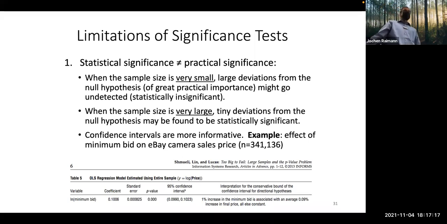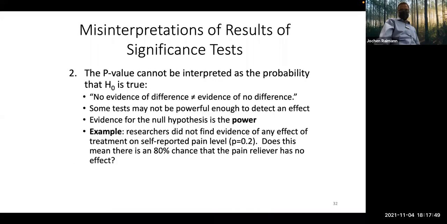Confidence intervals are in that regard very, very informative and help you to understand the distribution of your sample. Here's the example of a minimum bid on an eBay camera sales price with 341,000 bids. You see that the confidence interval is very narrow, and the increase is not necessarily that informative. So large samples can be problematic.